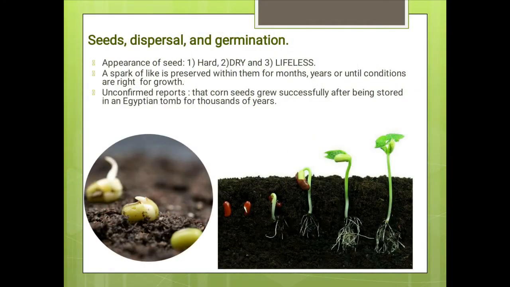So guys, in this chapter we will learn about seeds, like how they are grown or germinated or how they are dispersed. I believe all of you have seen seeds in some form. They are usually hard, dry and lifeless. Although they are lifeless, a spark of life is actually stored within them. It can be for months or years, until they are in a state where they are ripe for growth. Guys, there are some unconfirmed reports that corn seeds have grown successfully after being stored in an Egyptian tomb for thousands of years, okay?